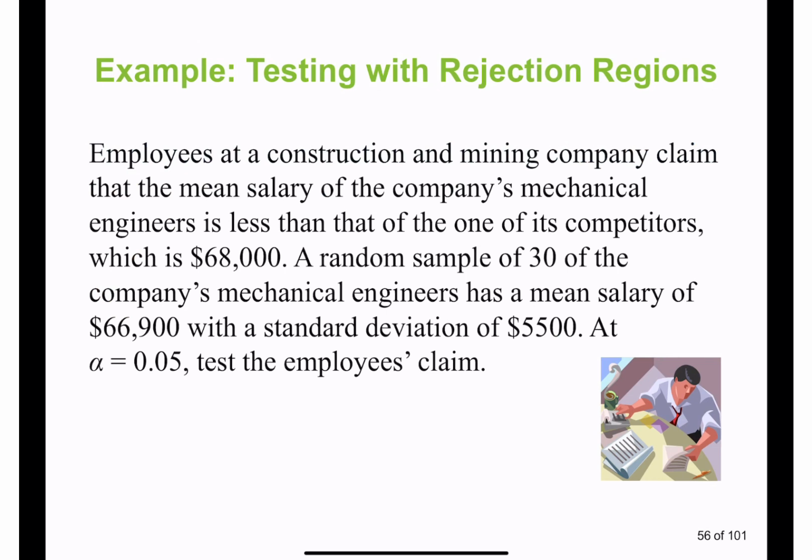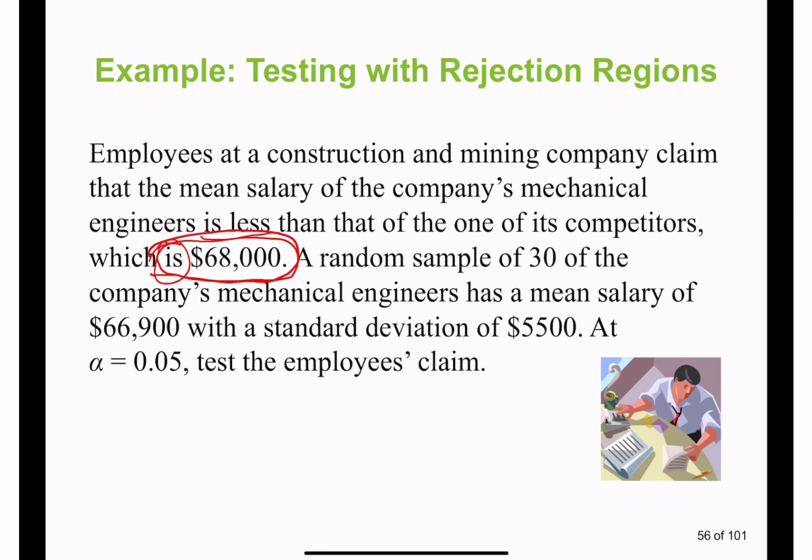Employees at the construction and mining company claim that the mean salary of the company's mechanical engineers is less than that of one of its competitors, which is 68. So see, you have "less" and you have "is." Remember one thing: if the language is giving you confusion, then always take the sign that is right next to the value, which means it's going to be the two-tailed test.